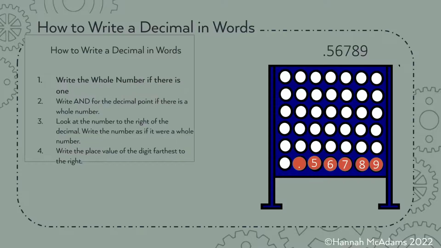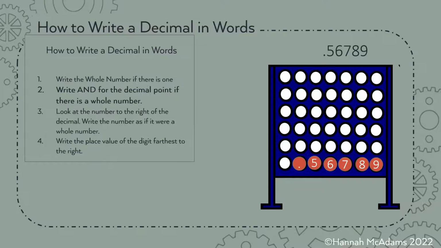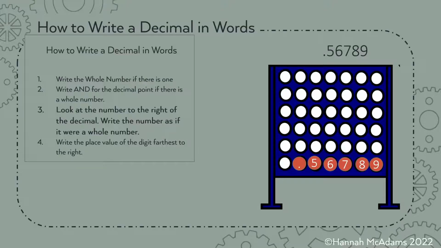The first step says, write the whole number if there is one, there is not. Write "and" for the decimal point if there is a whole number, there is not. So we're going to skip those 2 steps. Then go right to step 3. Look at the number to the right of the decimal. Write the number as if it were a whole number. There's more digits here, but I think we can do this. What I like to do is cover the decimal point. And because there's so many numbers, I'm going to add a comma because I think it's easier to read that way.